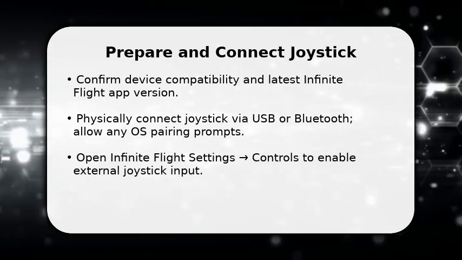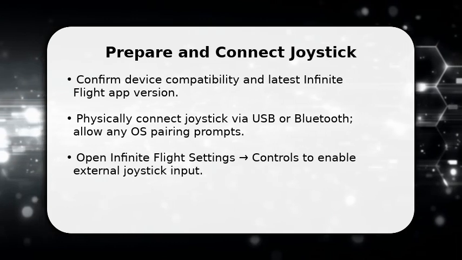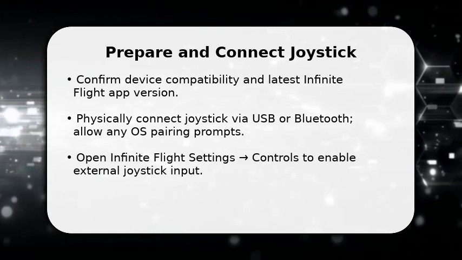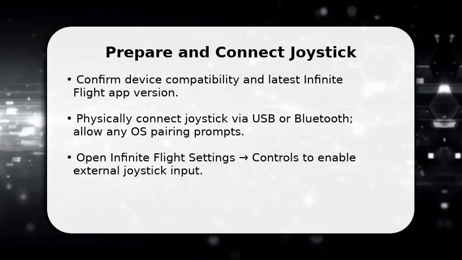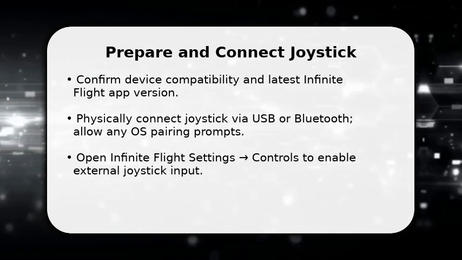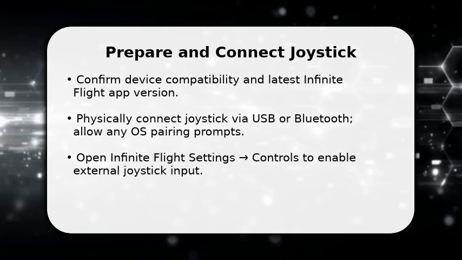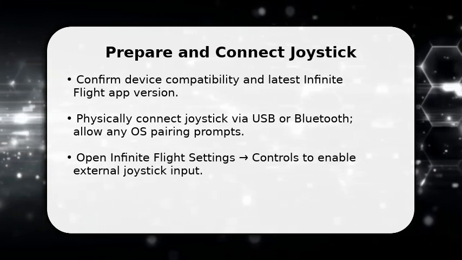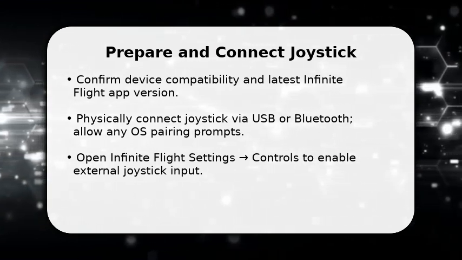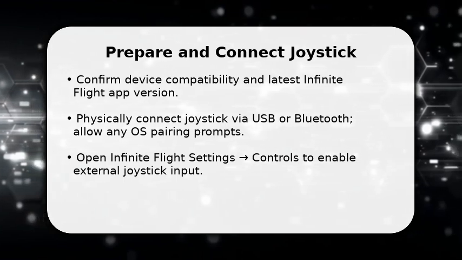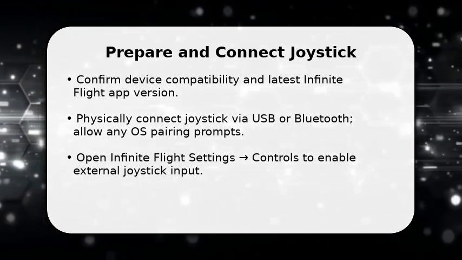You'll start by connecting the joystick and enabling input inside Infinite Flight. First, make sure your joystick is paired or plugged into your device and accepted by the OS. Once connected, open the app and go straight to Settings, then Controls to toggle external joystick support. You do this now so the simulator can detect axes and buttons.